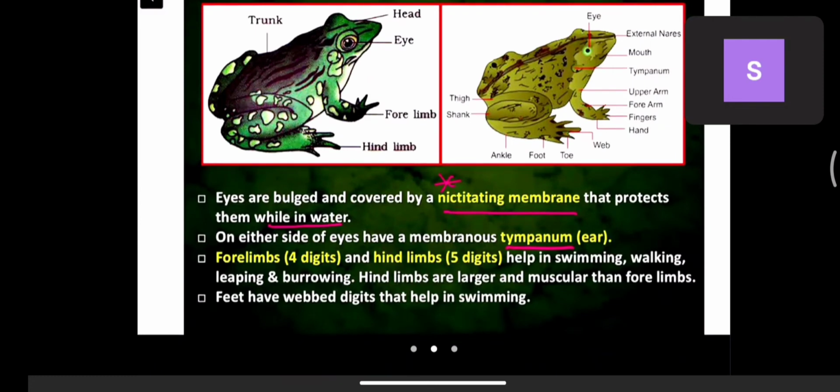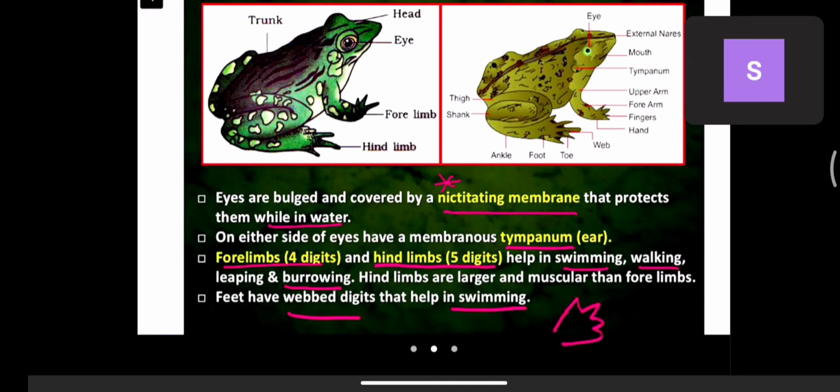Clear? In the four forelimbs, 4 digits, that is 4 fingers, are present. In the hind limbs, 5 digits, 5 fingers, are present. They help in swimming, walking, leaping, and burrowing. Burrowing means going inside the burrows, the holes of the land. Hind limbs are larger and more muscular than the forelimbs. The back legs of the frog are very strong compared to the front ones. Feet have webbed digits that help in swimming. Webbed structure means this kind of structure will be present.